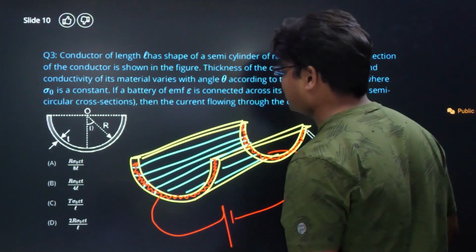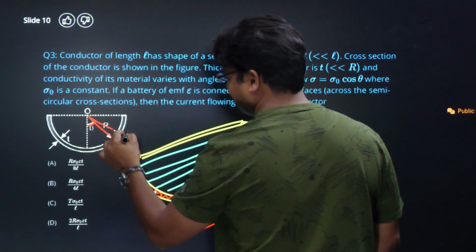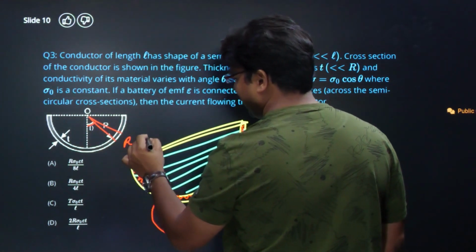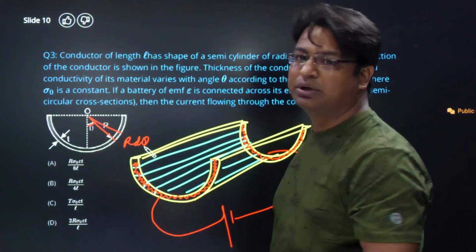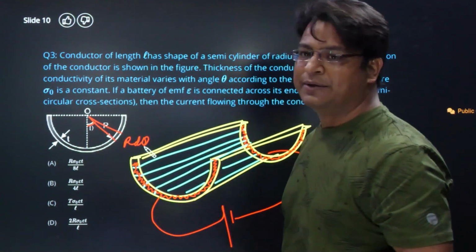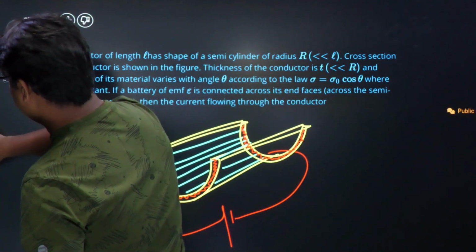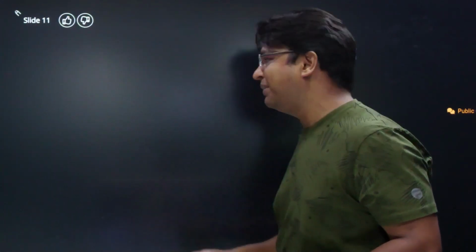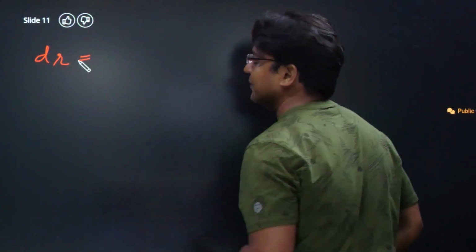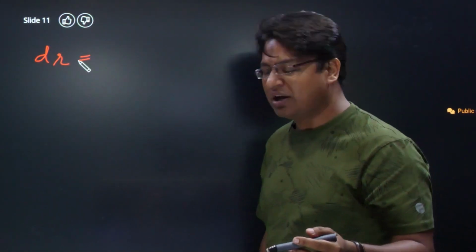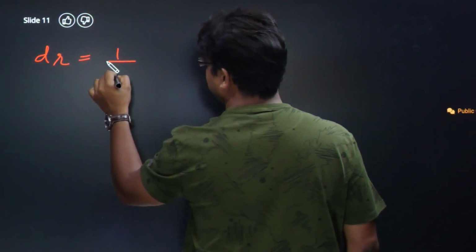So consider one such strip here, at an angle theta. Consider a strip of width R d theta and realize that current is crossing it in the inward direction. Current is going into the screen. So in such a case, how do we write the resistance? Resistance is given by rho L by A. So dr is the resistance of the elemental strip. I'm using small r because capital R has already been used for the radius. So rho is 1 upon sigma.